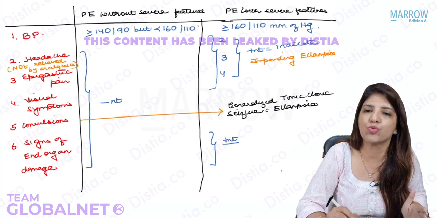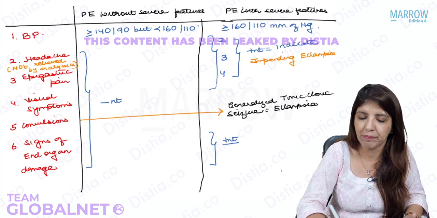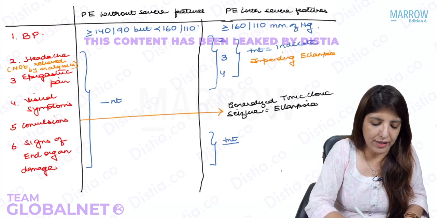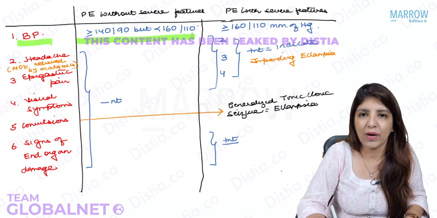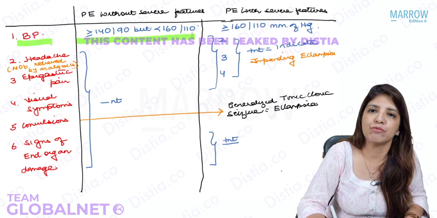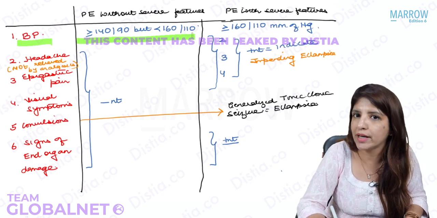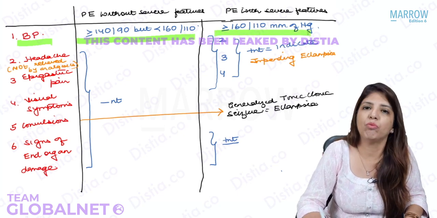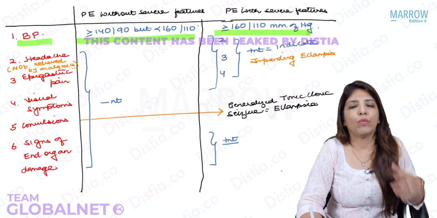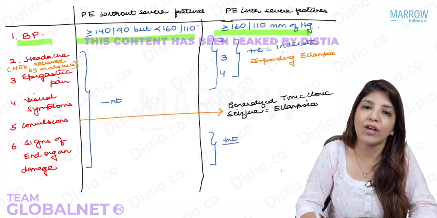Again, this table is very, very important because there are a few new things which have come in the table. Number 1 is the BP criteria. If BP is more than or equal to 140 by 90 but less than 160 by 110, then you call it preeclampsia without severe features. But if on the other hand, BP is more than or equal to 160 by 110, then you call it preeclampsia with severe features. Now, whenever there is preeclampsia with severe features, there are increased chances of eclampsia.